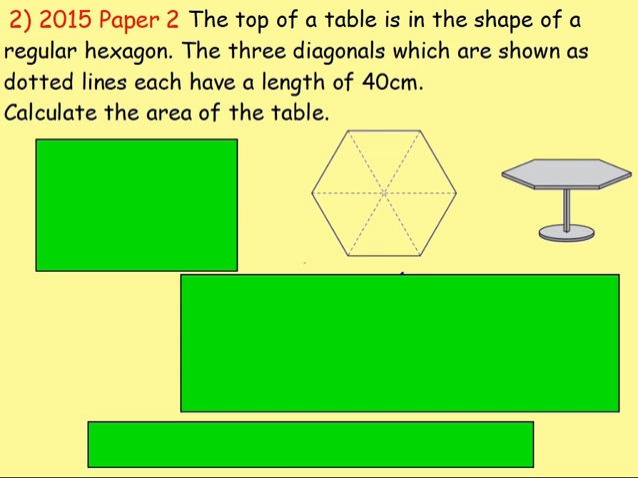Yes, please. Okay, let's jump to 2015 and look at this paper 2 question. Again, paper 2 means it is a calculator question. So, the top of a table is in the shape of a regular hexagon. So all the angles and all the sides are the same. The 3 diagonals, which are shown as dotted lines, each have a length of 40 centimetres. So this length is 40, this length is 40, and this length is 40. Calculate the area of the table.